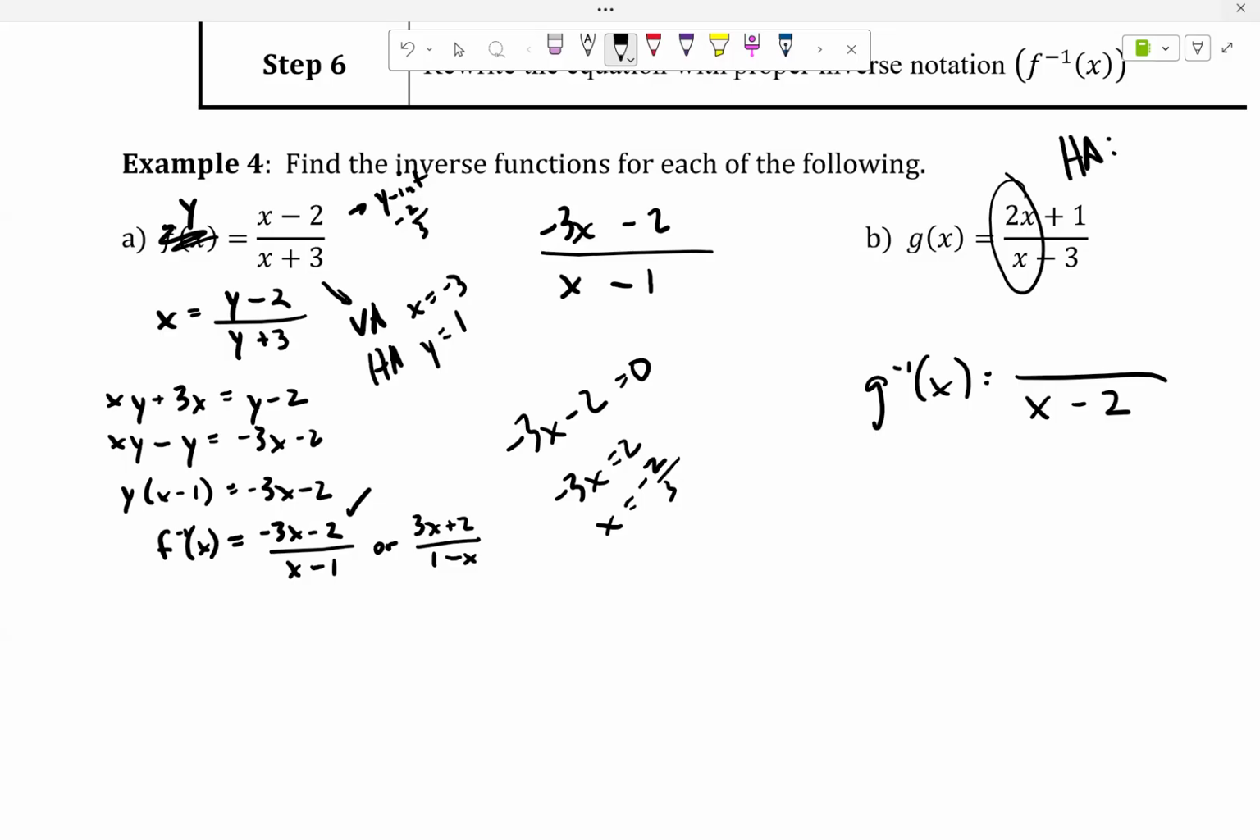Horizontal asymptote, Y equals 2. So vertical asymptote is X equals 2. So from here, 3X is on top? How do we know it's 3X on top? Right here, the vertical asymptote was X equals 3, so we know that ratio 3 to 1.